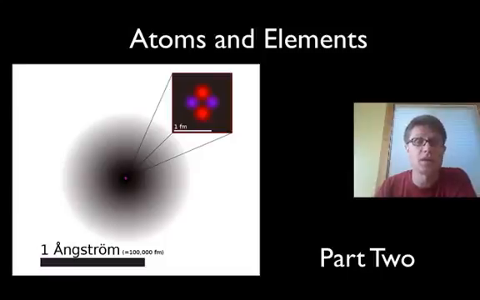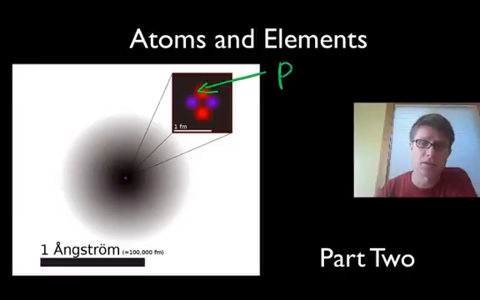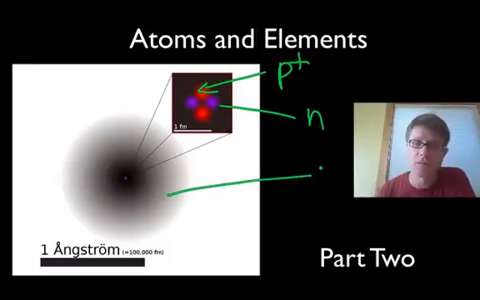In part 1, I talked about the history of the atom and how it came to be known as the atom. In this one, I'm going to talk about what we've got in here. In here, we've got these things. We're going to call those protons. We've got these things, and we're going to call those neutrons. And then out here, we have this cloud of probability where we have these things called electrons.